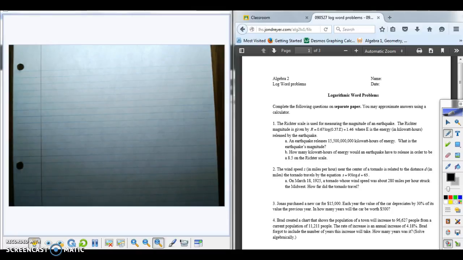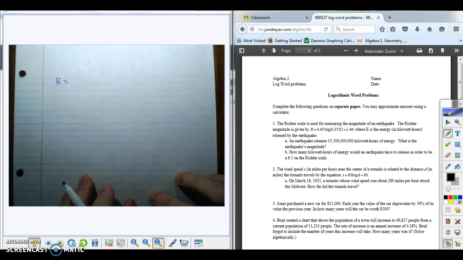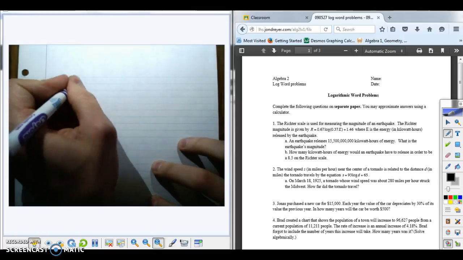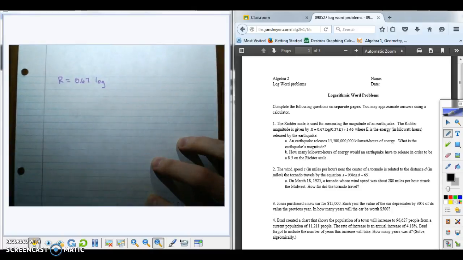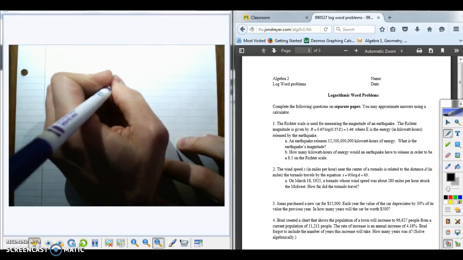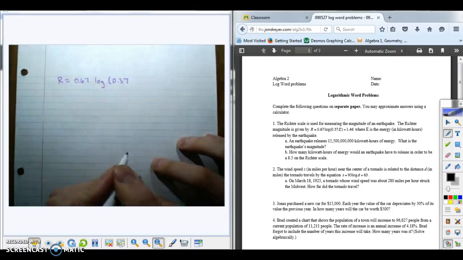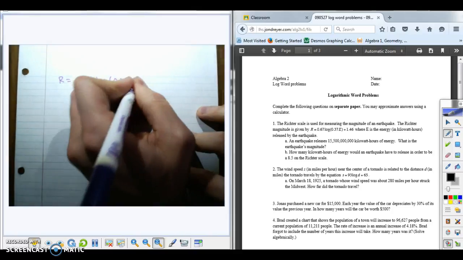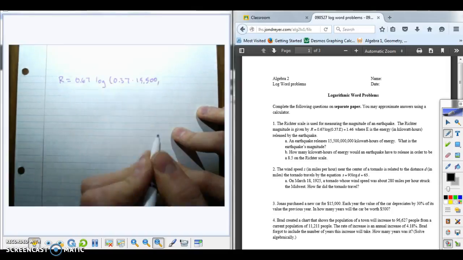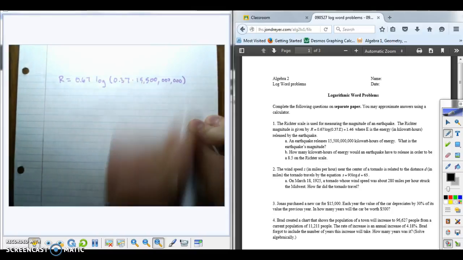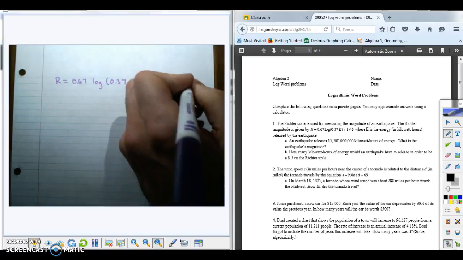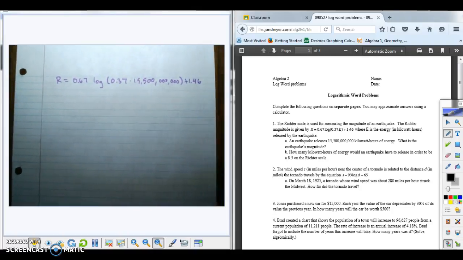All right, so the magnitude R is what we're looking for. So we're going to plug in that number for E. So we can say R equals 0.67 log. Notice how it's log base 10 because there is no number. We have 0.37 times E, 15,500, and then we've got 1, 2, 3, 4, 5, 6. Close our parentheses and then add 1.46. Alright, so this is for 1A.